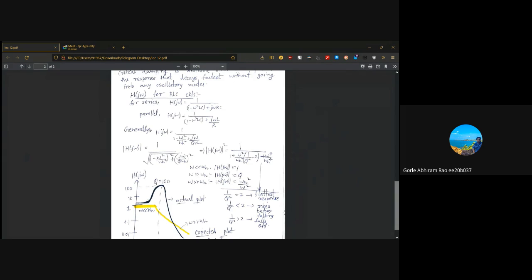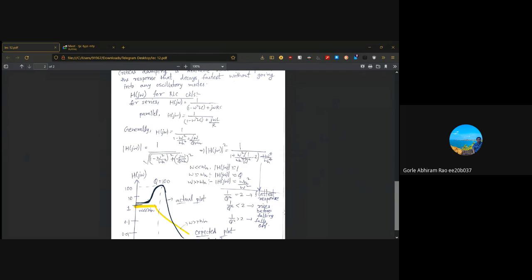Now, if you want to look at the transfer function for our RLC circuits, for either series or parallel, you can just find it directly by substituting into the differential equation and then simplifying. The general form of H(jω) for an RLC circuit is 1 by 1 minus ω² by ωn², where ωn is our resonant frequency, plus jω by Qωn. Q is our quality factor and ωn is our resonant frequency.